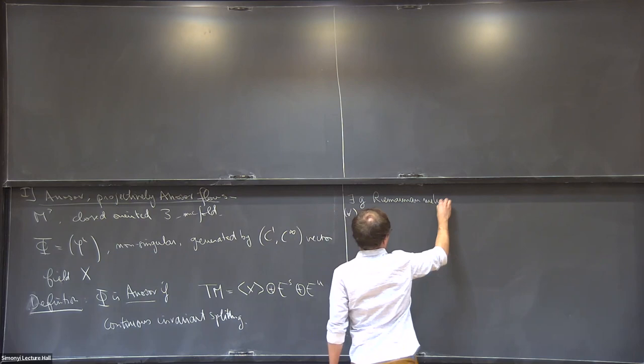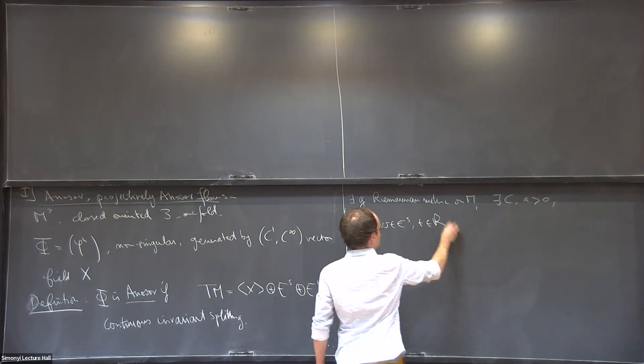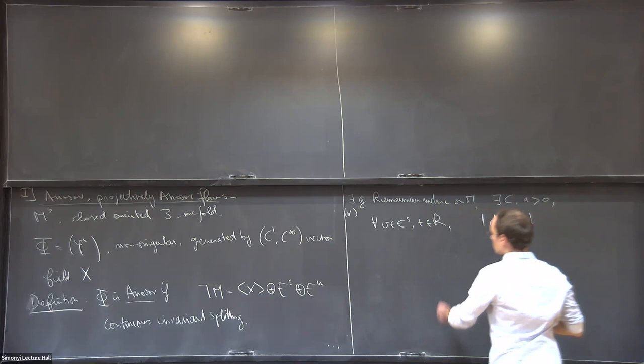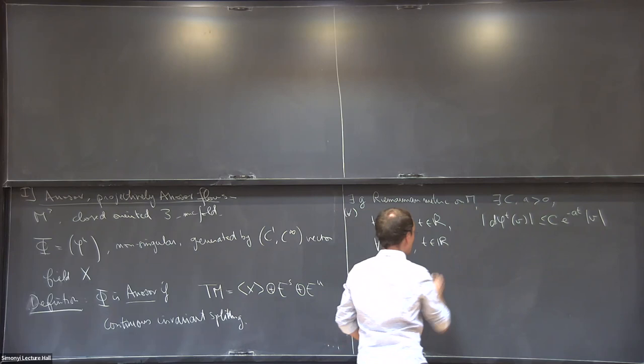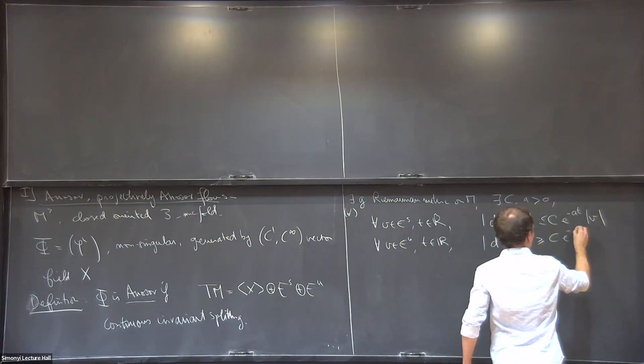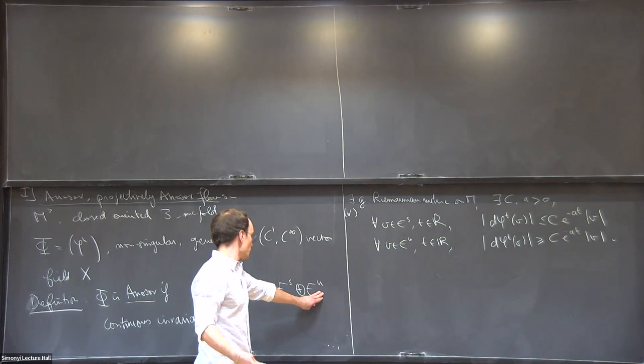on M, there exist some constants C and A, so that if you pick a vector V in E^S and some time T, and you apply the differential of the flow to this vector V, the norm is going to be smaller than C exponential minus AT times the norm of V. And in the unstable direction, you'll have that this is at least C times exponential AT. So this is called a hyperbolic splitting. E^S is the strong stable direction, E^U the strong unstable direction.